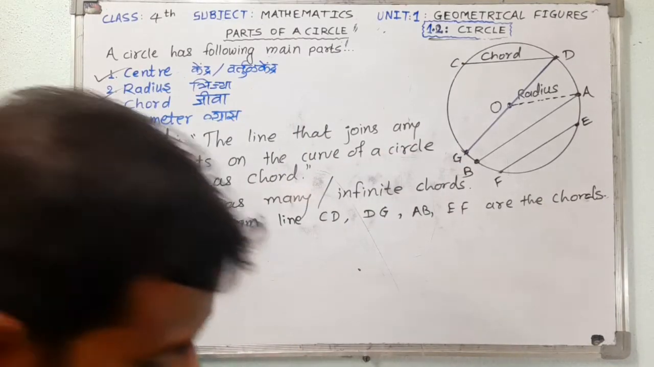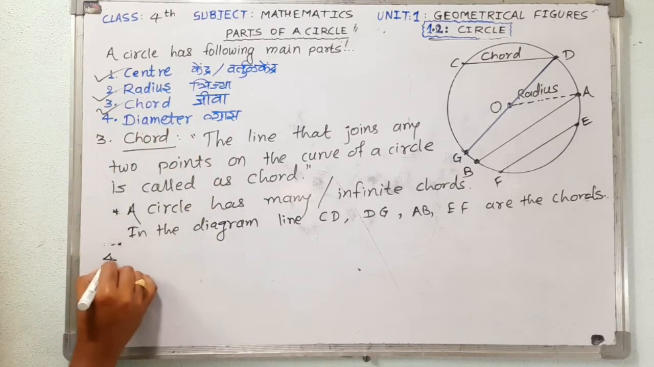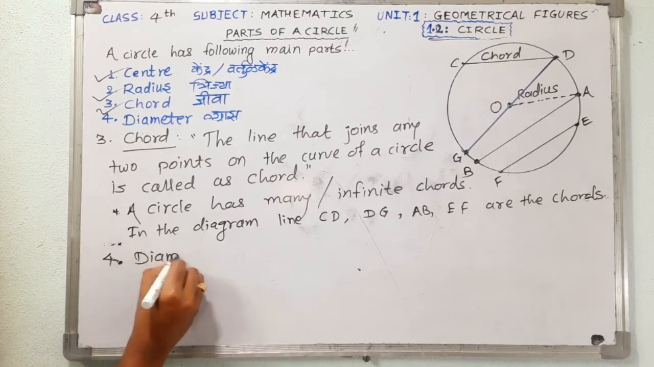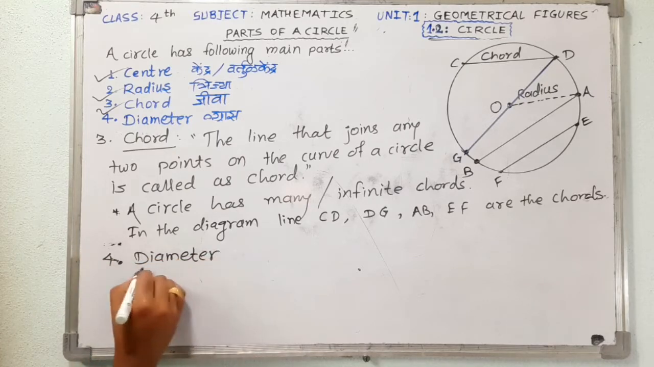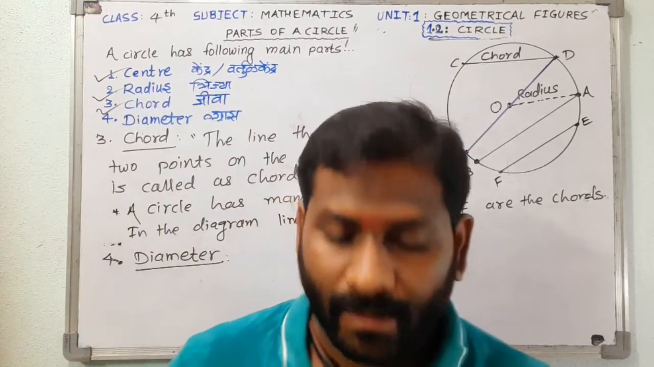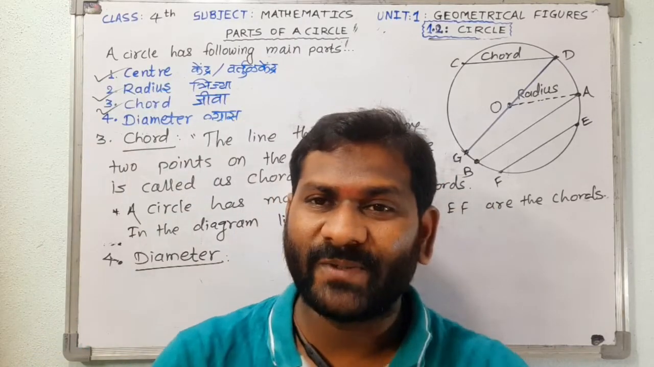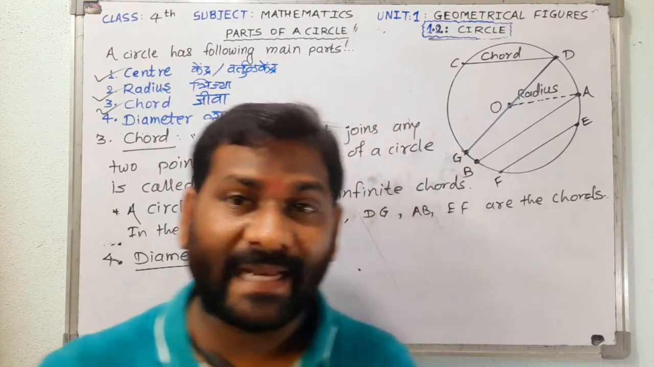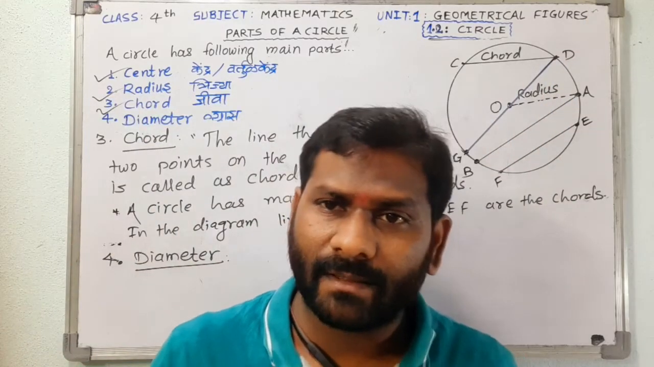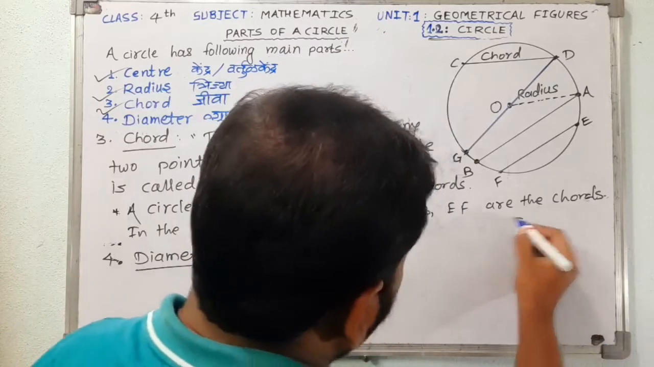After the chord, our next concept is the diameter, the fourth one, and it is the last part of the circle. Okay, so what is the diameter of a circle? It is simple, just now I have told you what is diameter. The line that passes through the center of a circle.